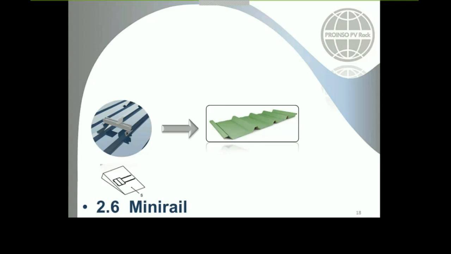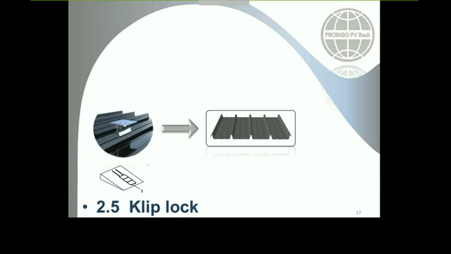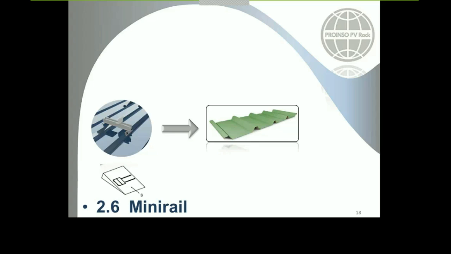It is the only solution, as well as the clip lock we mentioned previously, that doesn't need any consideration of the purlins. It goes directly to the surface of the roof, and is not installed directly to the purlins. So that's why it's the most flexible solution for industrial roofs.